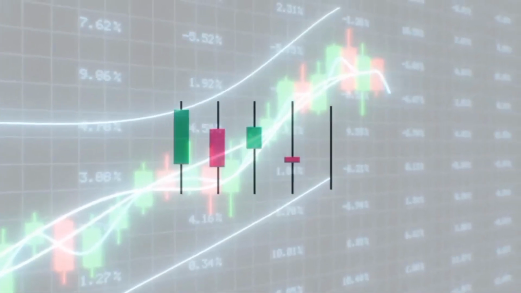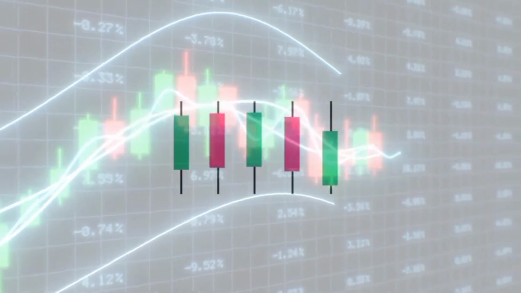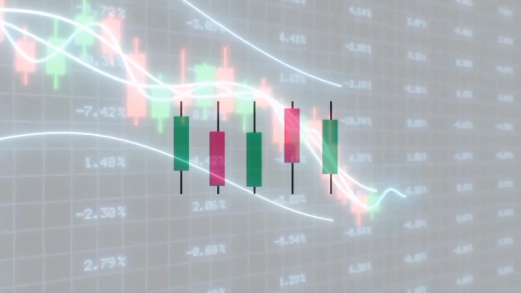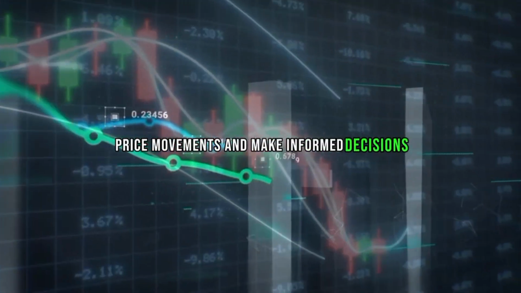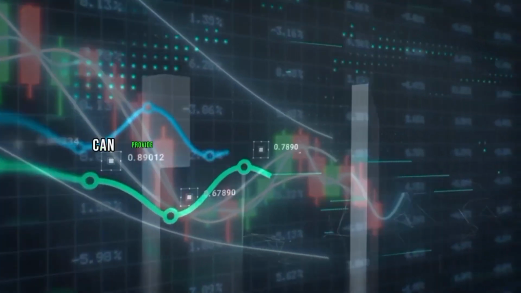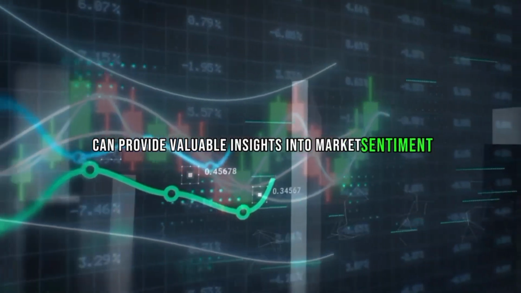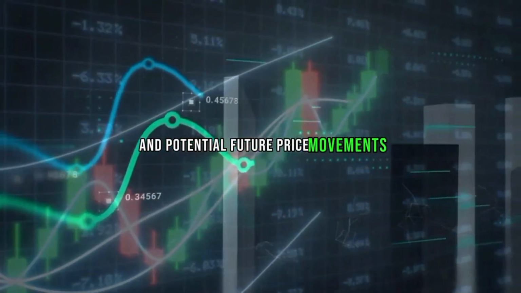Today, we're going to dive into the world of advanced candlestick patterns in Forex trading. Candlestick patterns are a popular tool used by traders to analyze price movements and make informed decisions. These patterns can provide valuable insights into market sentiment and potential future price movements.